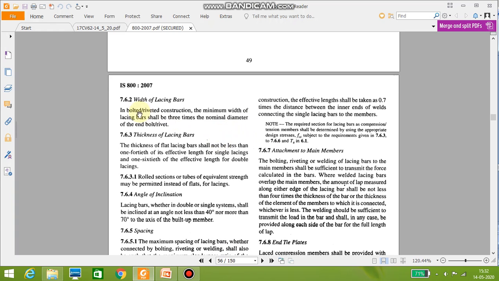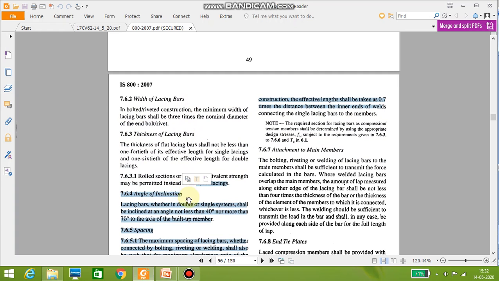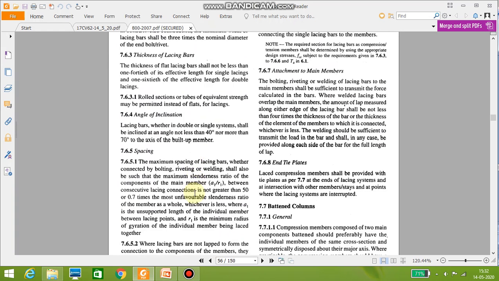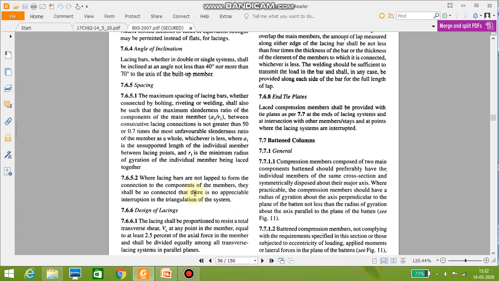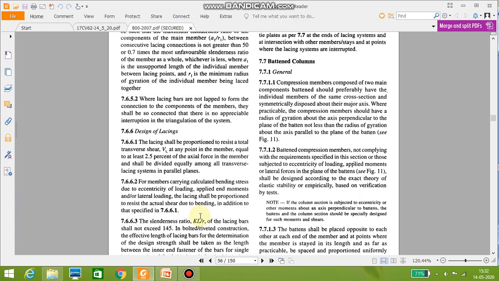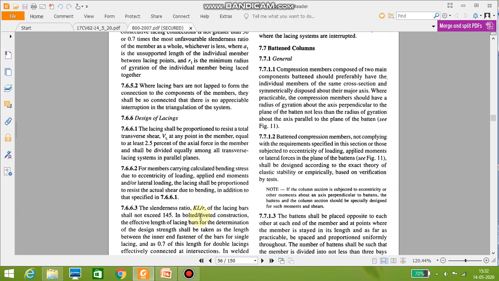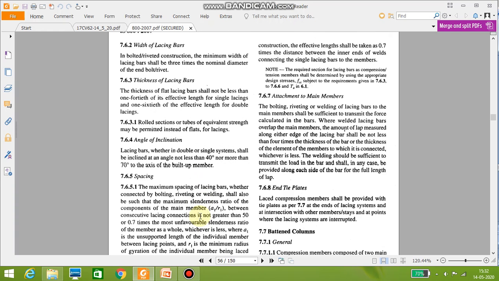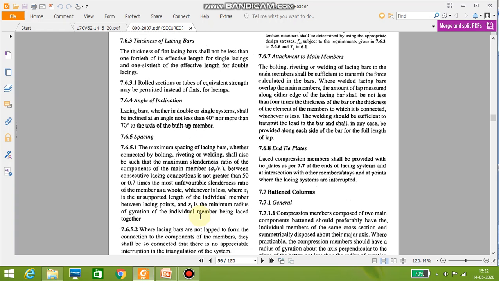Further, if we look into clauses 7.6.2, 7.6.3 and so on, we will get the specifications related to the lacing bars or lacing flats. The angle of inclination is given in 7.6.4. The spacing is given in 7.6.5 and further 7.6.5.2 also. The 7.6.6 gives a clear explanation regarding the design of laced columns and the slenderness ratio of the laced columns also. Finally, how to attach the lacings to the main members is explained in 7.6.7, and we are going to end the design with the design of end tie plates.